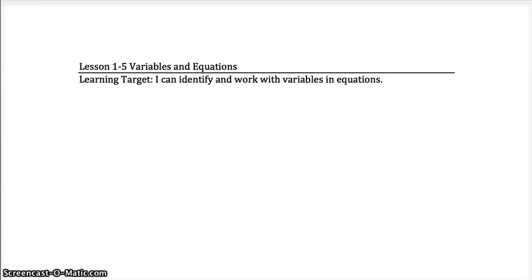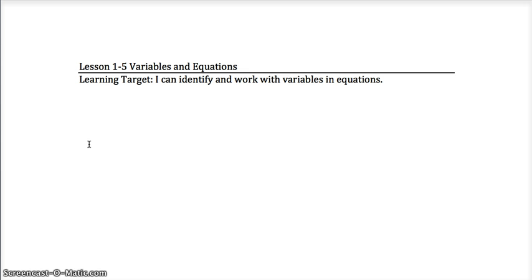Hello everyone. Today we're talking about variables and equations, and this is from lesson 1-5 in our book on page 28. You're more than welcome to follow along in your book if you'd like to. For this lesson you will need a pencil and a highlighter, so go ahead and pause the video now if you need to go get those things.